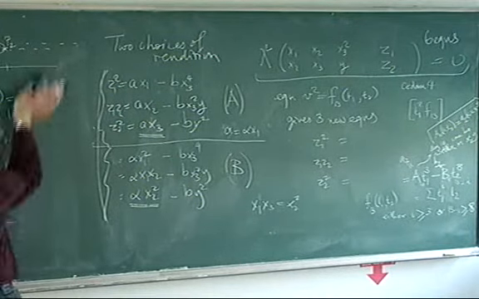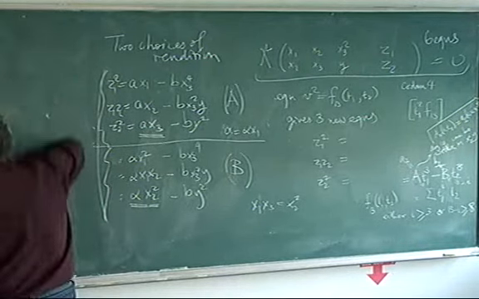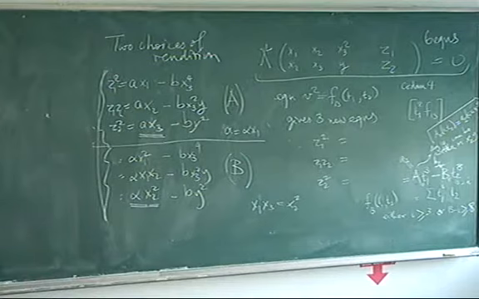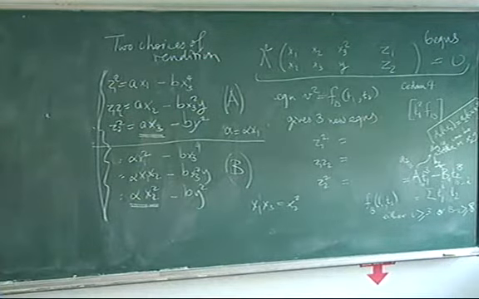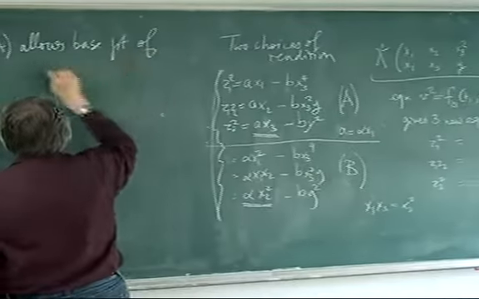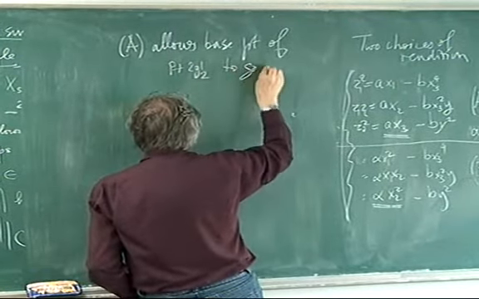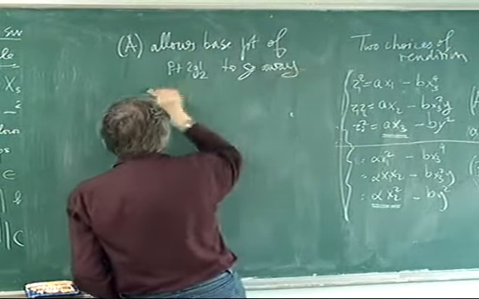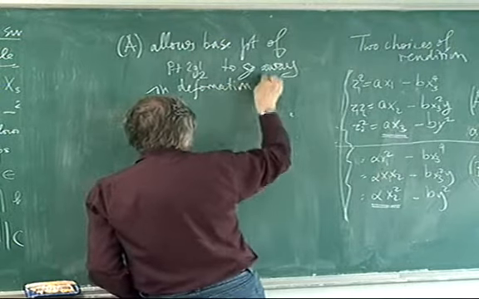Right? So if you write these equations in formats involving A, then it turns out that you can lose the base point. Whereas if you do it in format B, it turns out you can allow the quadratic form. So A allows the base point of P plus 2G12 to go away in deformation families.